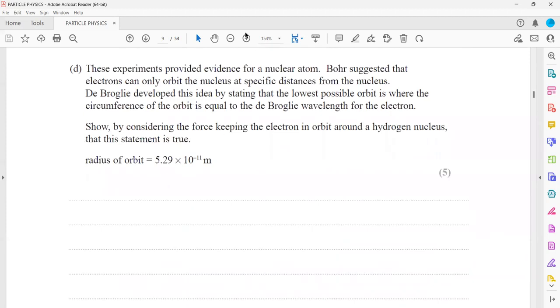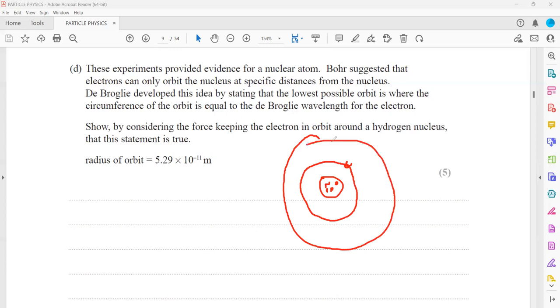And part D: these experiments provide evidence for a nuclear atom. It means that a nucleus is inside an atom, containing neutrons and protons, and around the nucleus the electrons are moving. Bohr suggested that electrons can only orbit the nucleus at specific distances. This was the idea of Niels Bohr. Before, the concept was that electrons are moving, but there was no concept of orbits. Niels Bohr gave the idea that electrons can move in a specific region, which he called a shell or orbit.